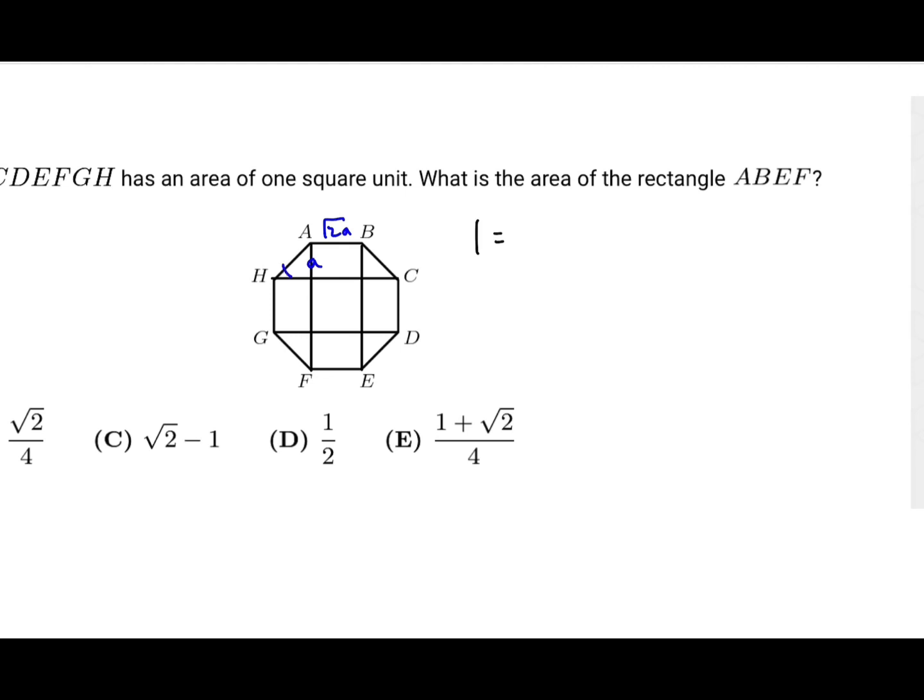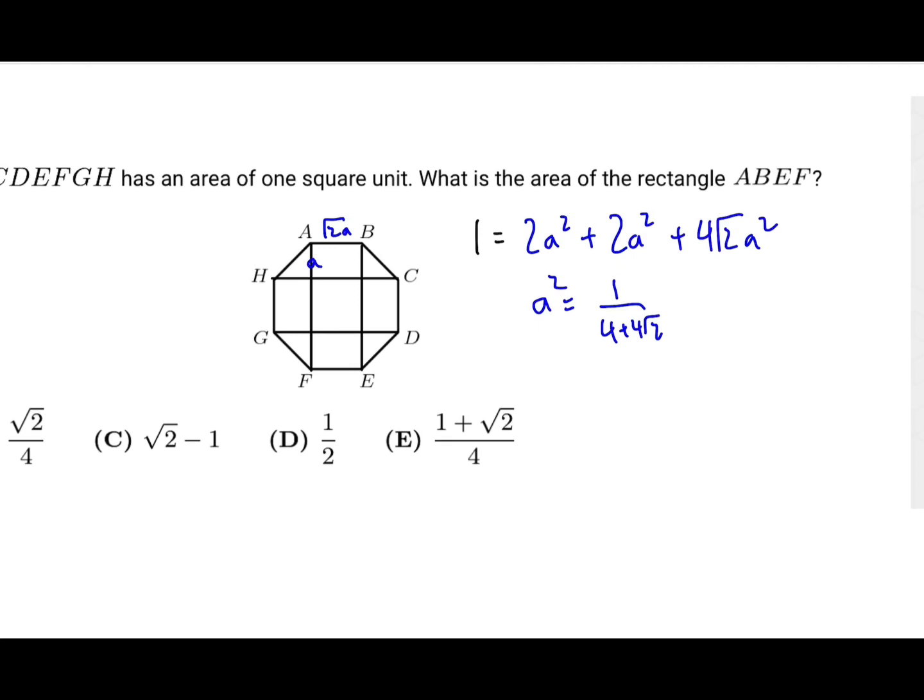equals this much, which is A squared and A squared, so it's 2A squared, plus this is root 2A, this is root 2A, right? So it's also 2A squared plus this much is root 2A squared times 4. So 4 root 2A squared. So A squared equals 1 over 4 plus 4 root 2. And so A squared equals 1 over 4 plus 4 root 2.